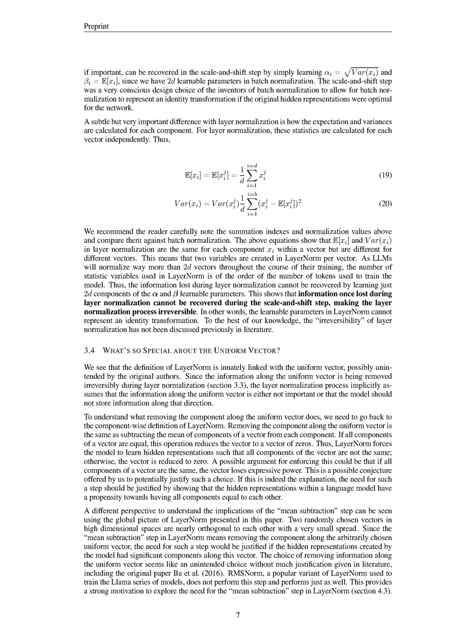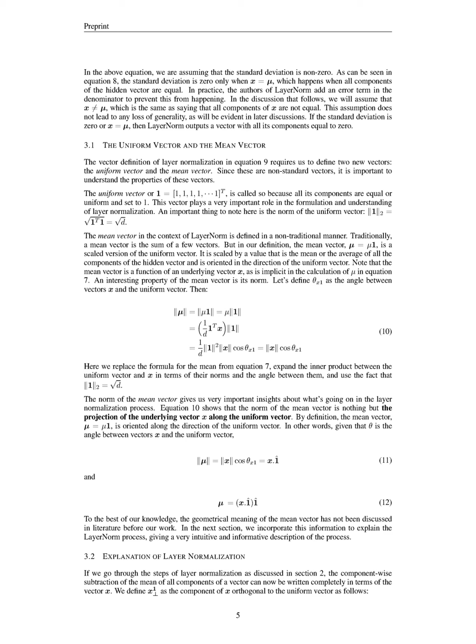Furthermore, the paper contrasts LayerNorm with RMSNorm, showing that the latter does not remove this component and still achieves effective hidden representations. This exploration challenges the adequacy of the traditional definition and suggests that the mean subtraction step in LayerNorm may be redundant, thus prompting a reevaluation of its necessity in model training.